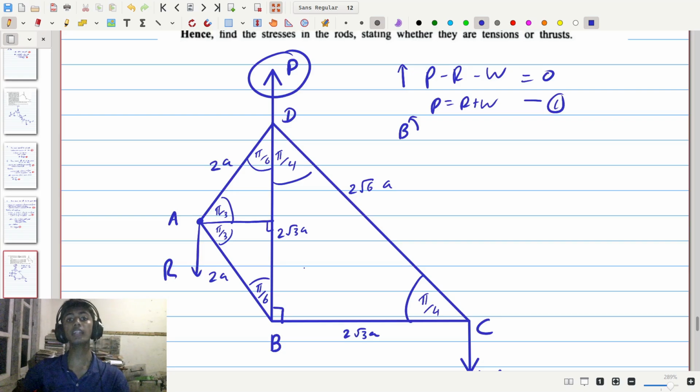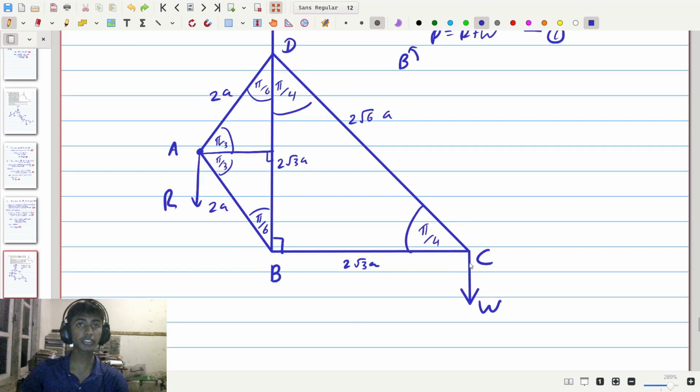Now considering the other forces that we have about the point B, we have R here and W over here. Considering the W, we can see the W is a distance of 2 root 3 a, and it is going to create a moment in the clockwise direction. Therefore, the moment here is 2 root 3 a times W in the clockwise direction, and if we take the anti-clockwise direction, it's going to be minus 2 root 3 a W.